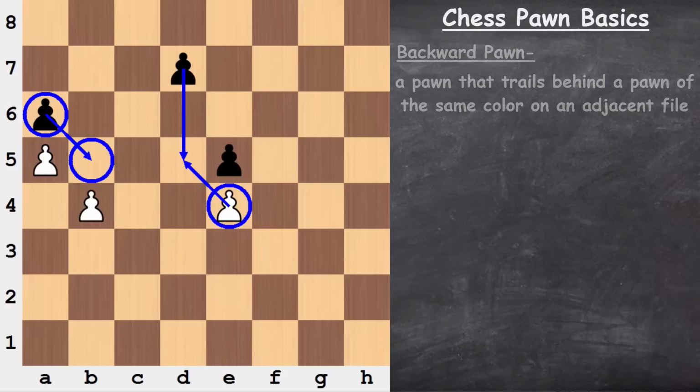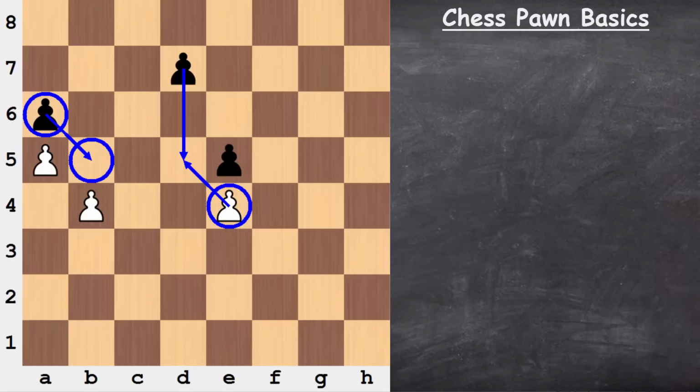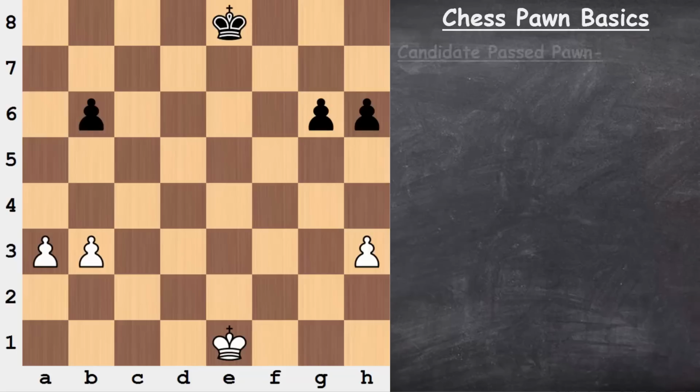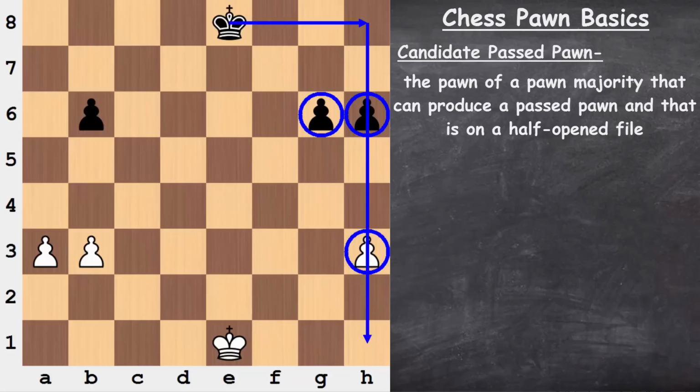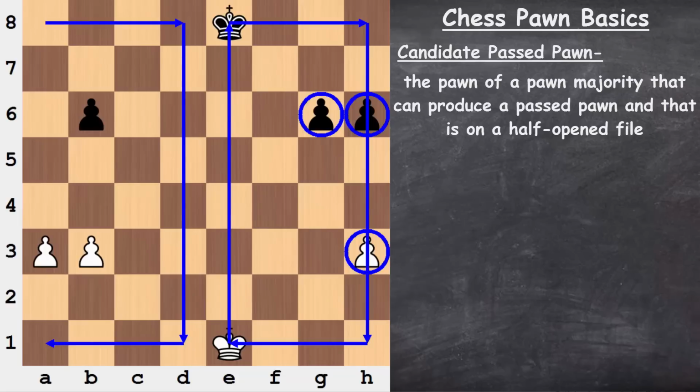Okay, let's move forward, looking next at what a candidate passed pawn is. A candidate passed pawn is the pawn of a pawn majority that can produce a passed pawn, and that is on a half-open file. So in this case here, notice each side has a majority. Black has this 2-1 majority on the king side of the board, and when it comes to the queen side, it is white who has a pawn majority of 2-1.